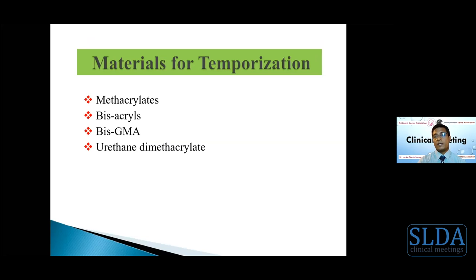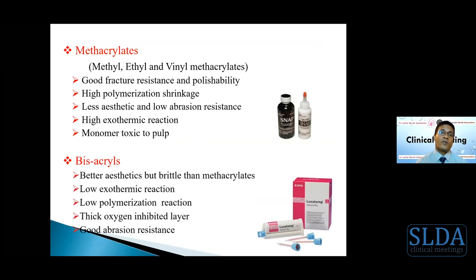Methacrylates are in the form of methyl, ethyl, or vinyl. They have high polymerization shrinkage, less aesthetics, and produce heat. Monomer in methacrylate and heat produced during setting can cause damage to the pulp. On the other hand, bisacryl comes with better aesthetics and has less polymerization shrinkage. They generate less heat but produce a thick oxygen inhibition layer.